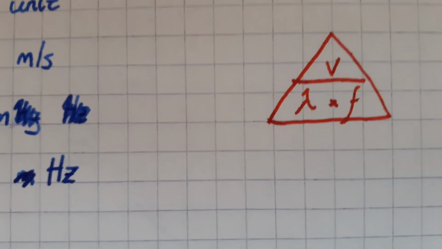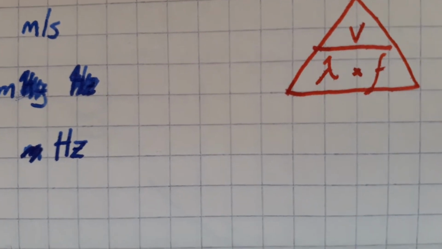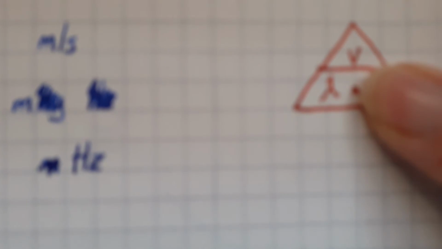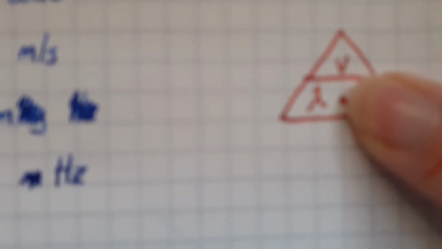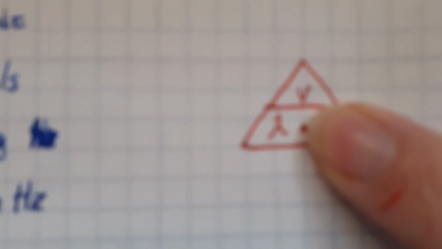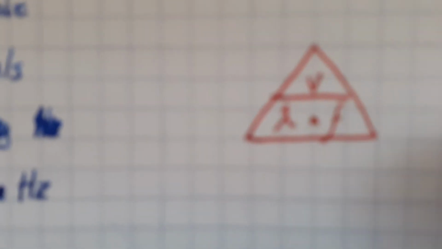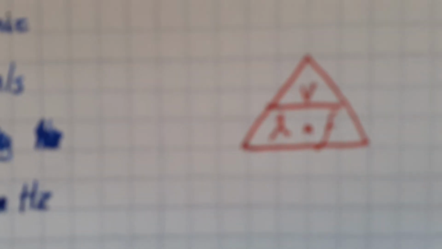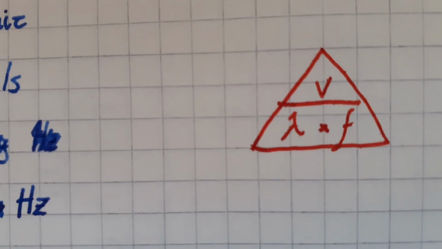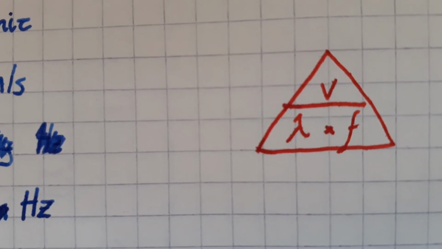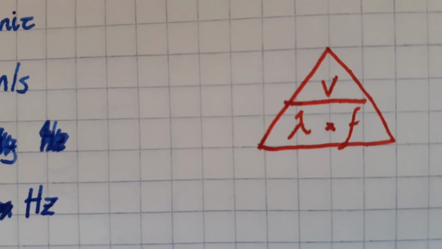And let's just switch hands. If I wanted to find out the frequency, let's cover up the frequency. There we go. I have got wave speed divided by wavelength. So frequency is wave speed divided by wavelength.